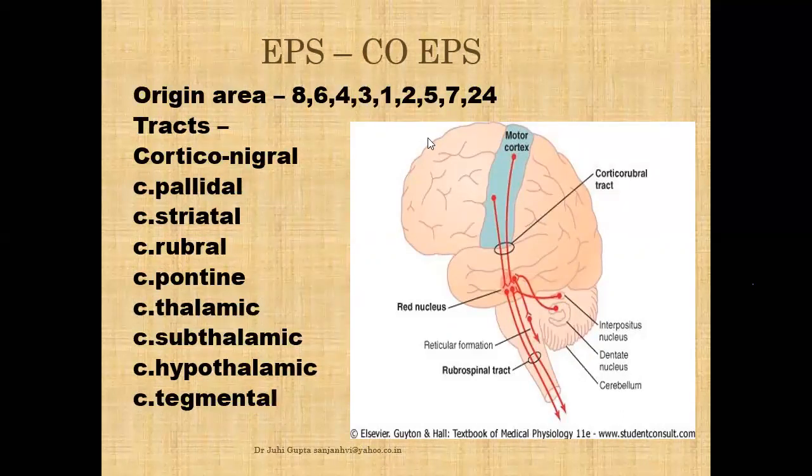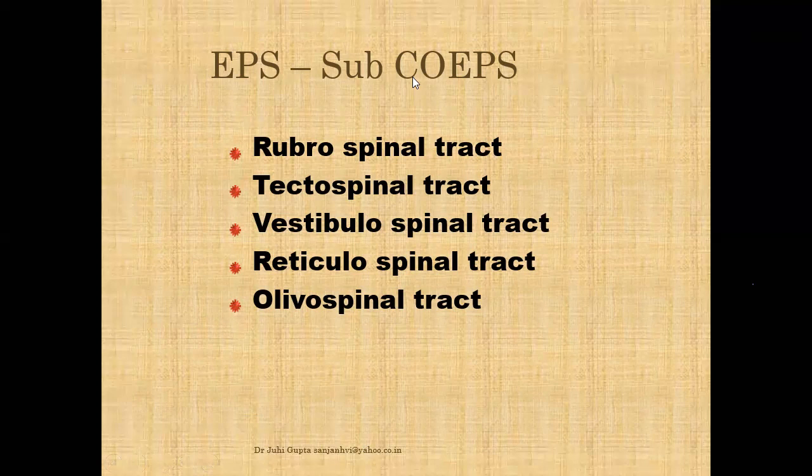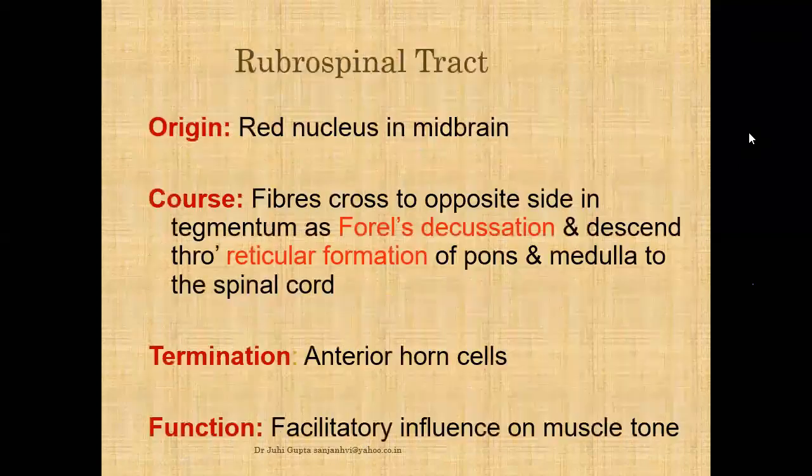Okay, so moving further, now if I name a few of the extrapyramidal system tracts, they are the rubrospinal, the tectospinal, the vestibulospinal, the reticulospinal, and the olivospinal tracts. And before I go into details of these tracts, I would like to tell you that all of these tracts are responsible for specific function which is being controlled by the site of their origin.